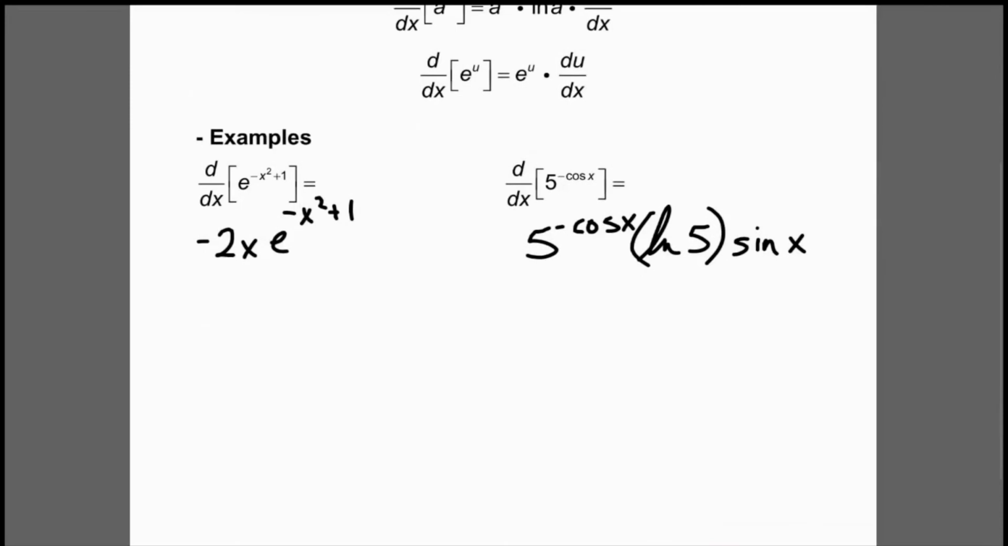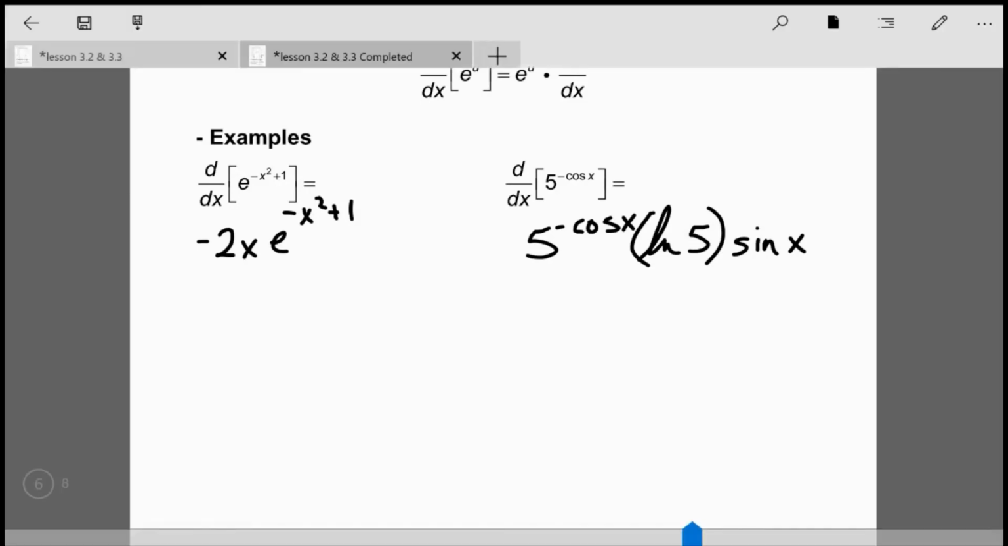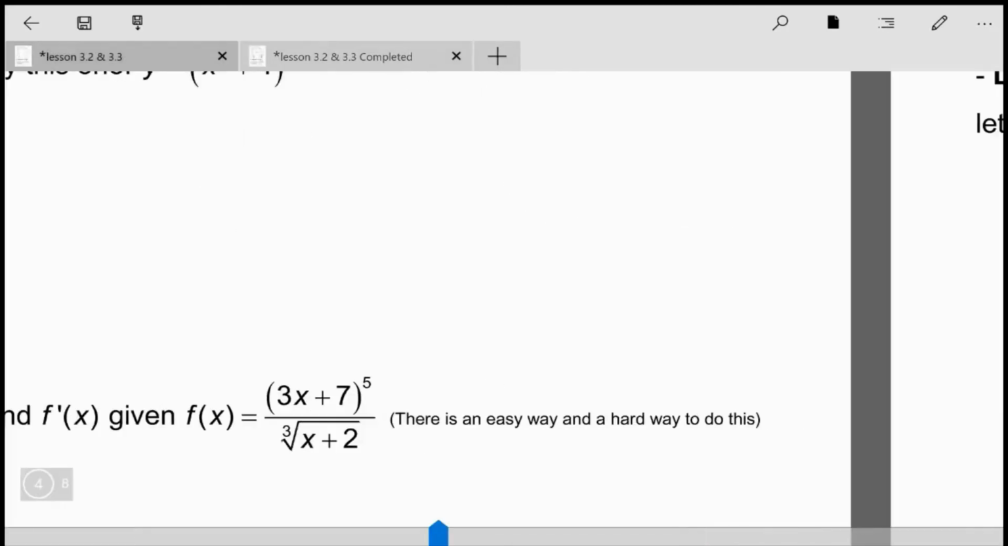All right, and here are the solutions that you should have ended up with. You can see the first one, e to the negative x squared plus 1. That's an e to the u. So my du dx was negative 2x times e to the u. Okay, so second one, I've got an a to the u, so I'm going to do a to the u natural log of a times du dx. Again, really simple to do. Okay, so let's move on.